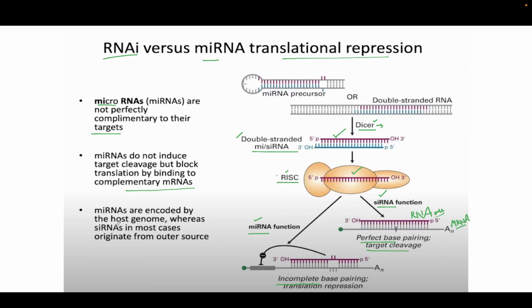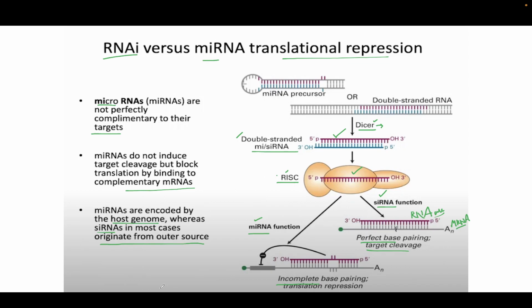miRNAs are encoded by the host genome, whereas siRNAs in most cases originate from an outer source. Understood? So miRNAs are encoded by the host genome. So how do these microRNAs get generated? Using this Dicer. Dicer has an important role in microRNA generation. Whereas siRNA, in most cases outer source means it may be from a different organism also, which we use in genome editing or gene cloning or genetic engineering. We can include siRNA. These are generally 20 to 22 nucleotides, so it is easy to handle them, no issue.